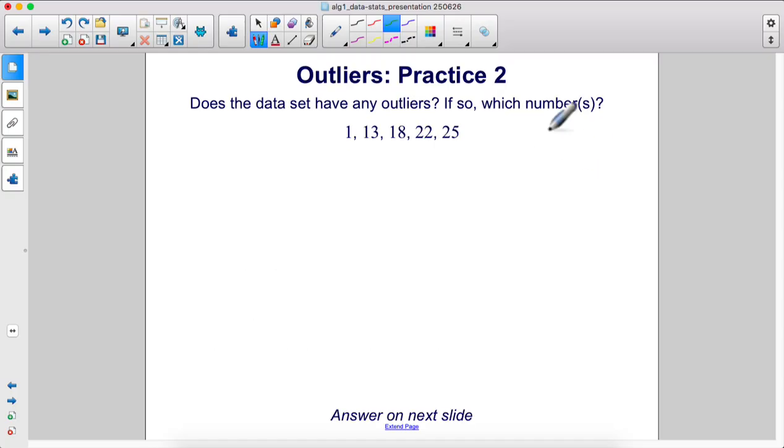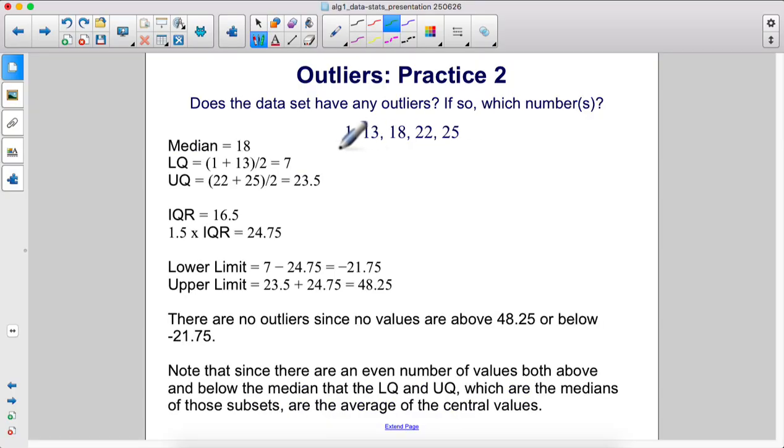Does the data set have any outliers? If so, which numbers? The number in the middle is the median, 18. To find the lower quartile, since we have an even number of numbers here, we have to take the average. So the average of 1 and 13 is 7. All right, the average of 22 and 25 is 23.5. So that's our lower quartile and our upper quartile.